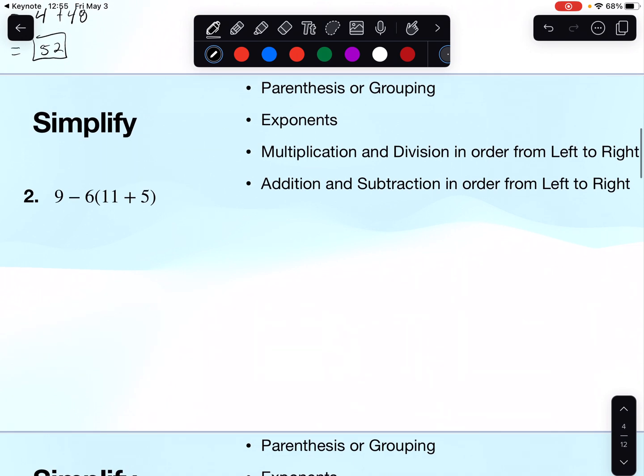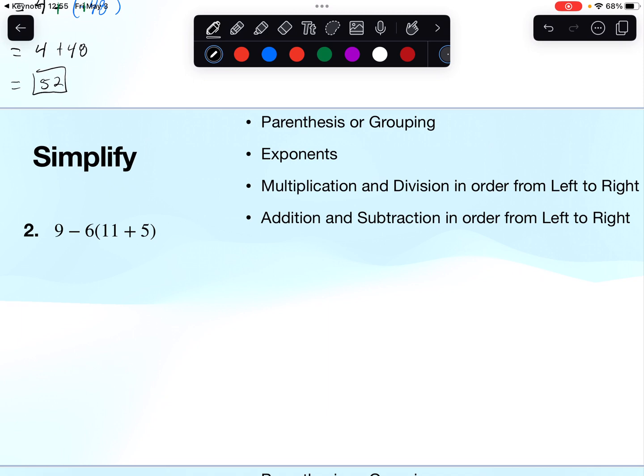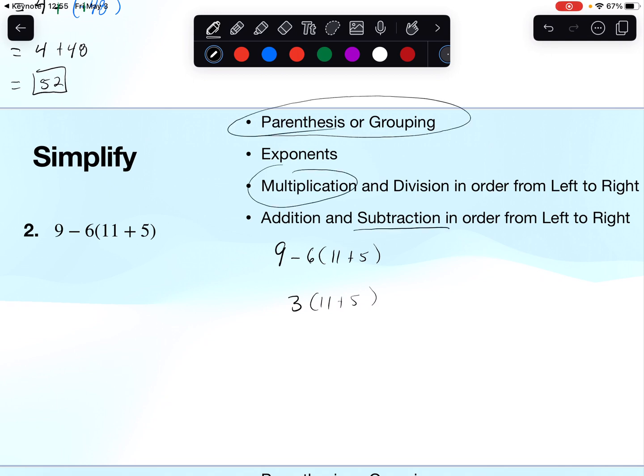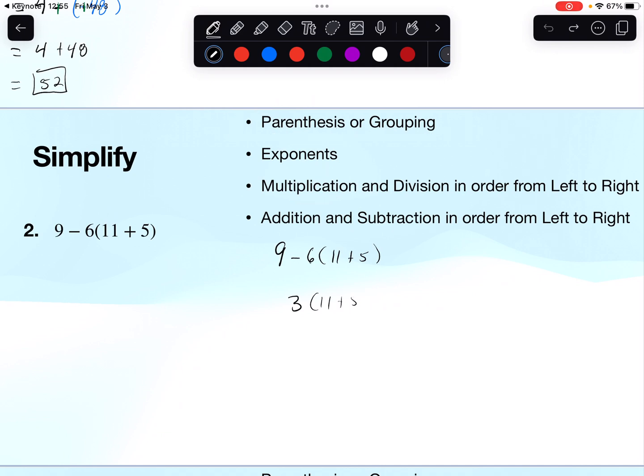All right, let's work on 2 or 3 more. Here we want to simplify 9 minus the 6 times the quantity 11 plus 5. A common mistake I see with something like this is students will do the 9 minus 6 and get 3, and the problem is they didn't do the parentheses and they didn't do the multiplication. They did the subtraction first. So we don't want to do that. You've got to be careful.